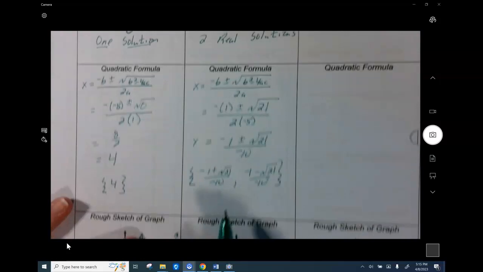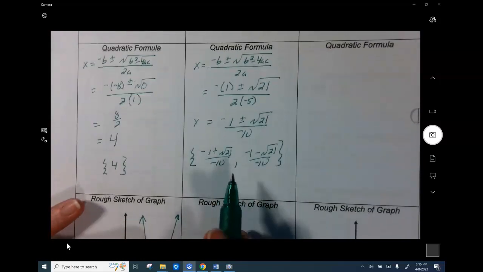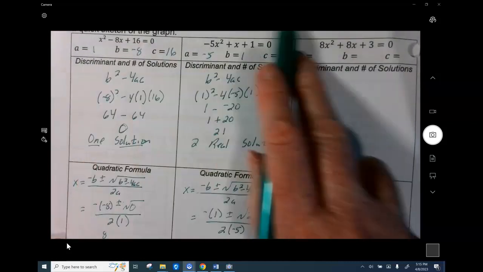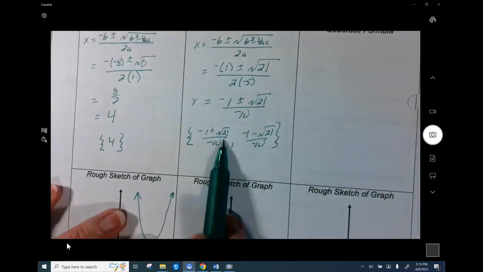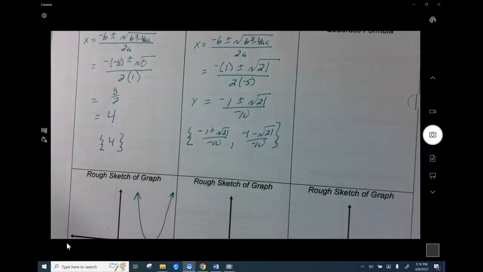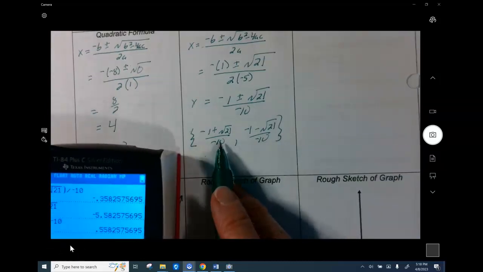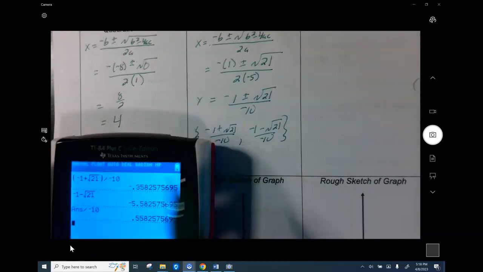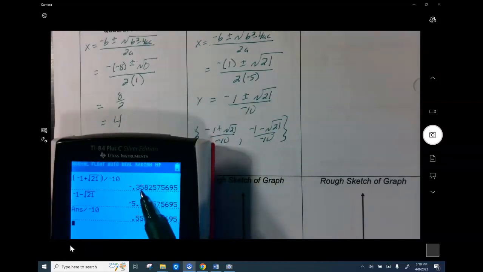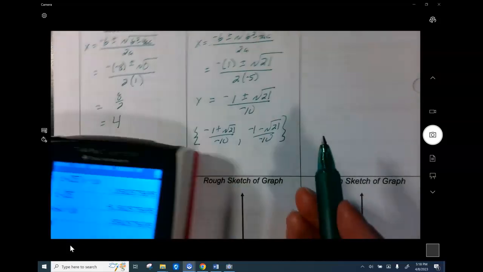And then we're going to take out our calculators and find out what that is and round it to the nearest. Does it say? It doesn't say. But we're going to need to round it because we have to do a sketch. So we're going to have to do that. Get your calculators. So when I plugged in negative 1 plus the square root of 21 all over negative 10, I got negative 3.582575695. So obviously I'm not going to use all of that.